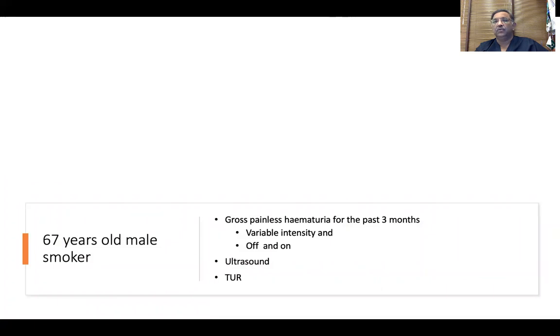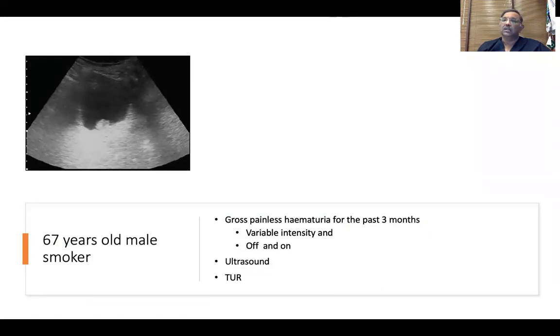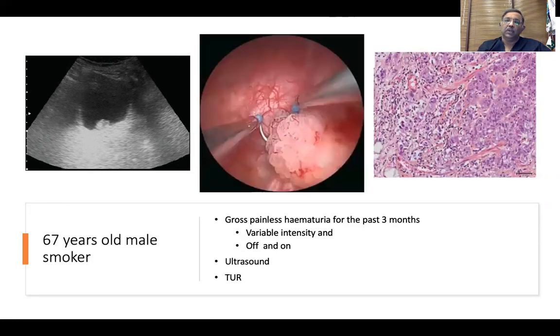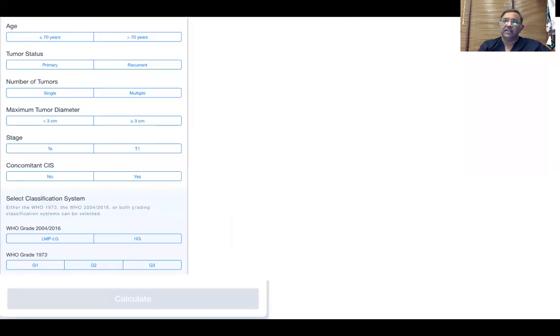Let me take you through a few cases, and this is a 67-year-old gentleman who presented with gross painless hematuria for the past 3 months. It was variable in intensity, off and on, which is typical. An ultrasound was done, and the ultrasound showed a small growth in the posterior wall of the bladder, close to the left lateral wall. He had a TUR. The TUR was performed in a piecemeal fashion. It was sent for histology, and the histology showed, as you can see, a high-grade non-muscle invasive bladder cancer.